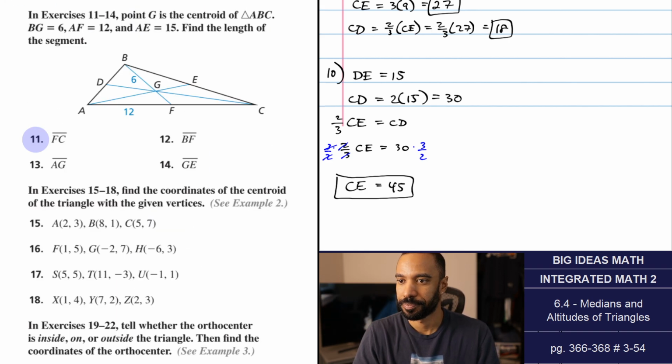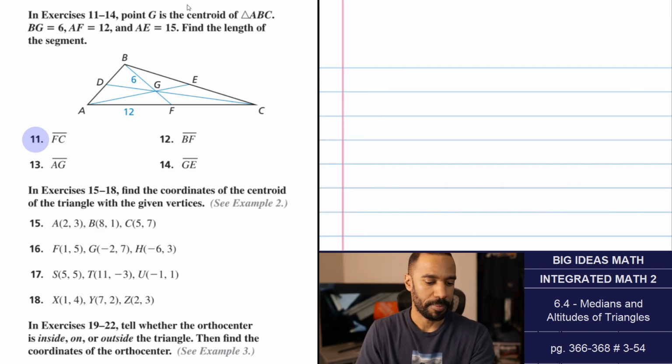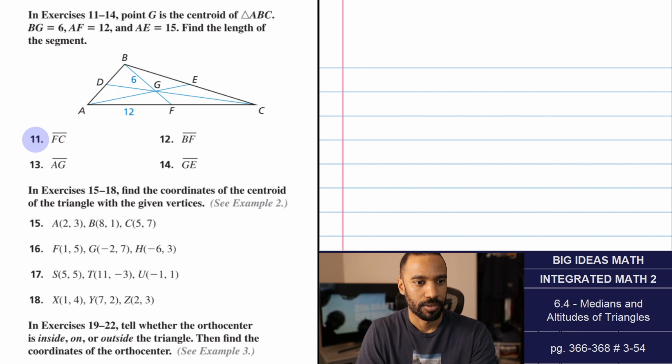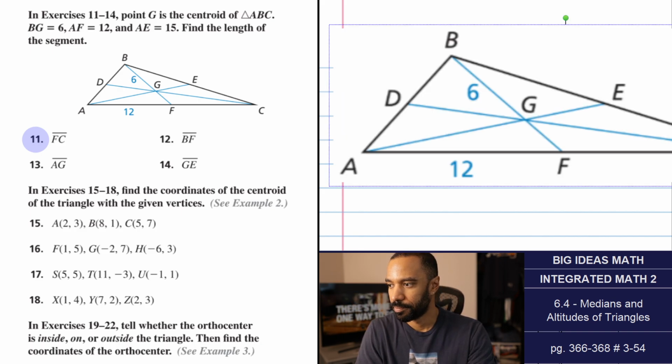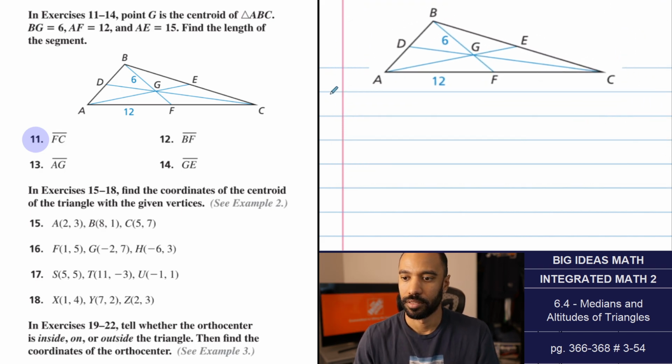Let's look at number 11. 11 to 14. Point G is the centroid of triangle ABC. This time I feel probably more compelled to copy this down. Depends on what they want. Hold on. Let's get the diagram.